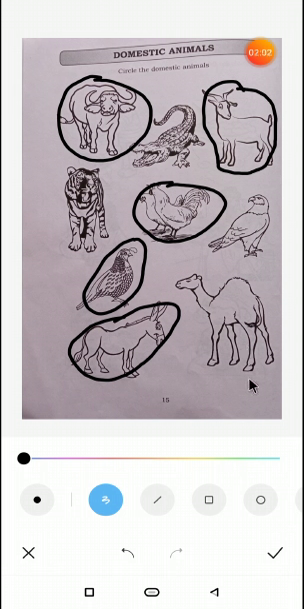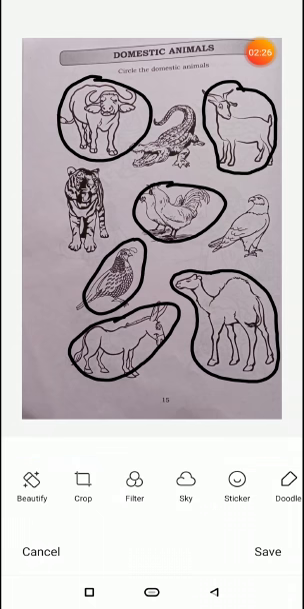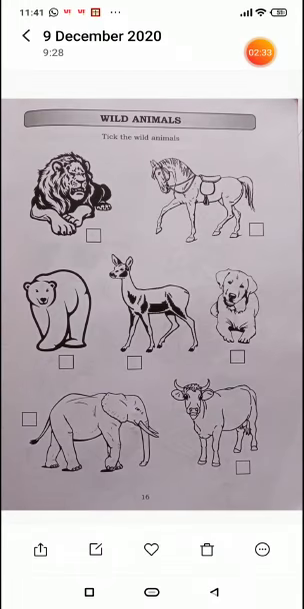Camel is also a domestic animal. It gives us meat, it gives us milk, as well as it carries heavy loads from place to place, especially in the desert. So we can circle this. Okay, so these are the domestic animals which have been circled. Now we go to the next one. Okay, here we have next picture is of wild animals.